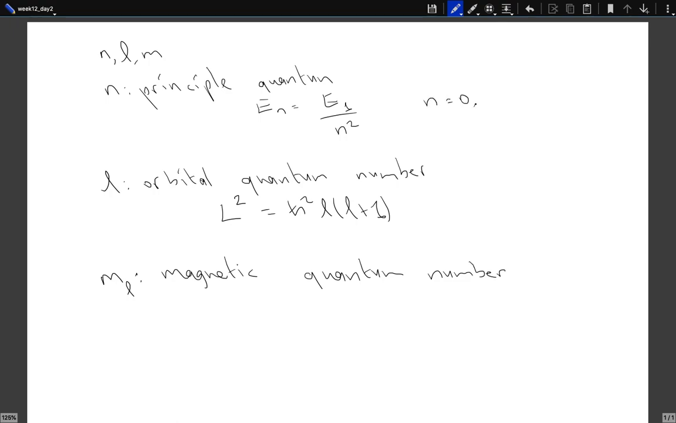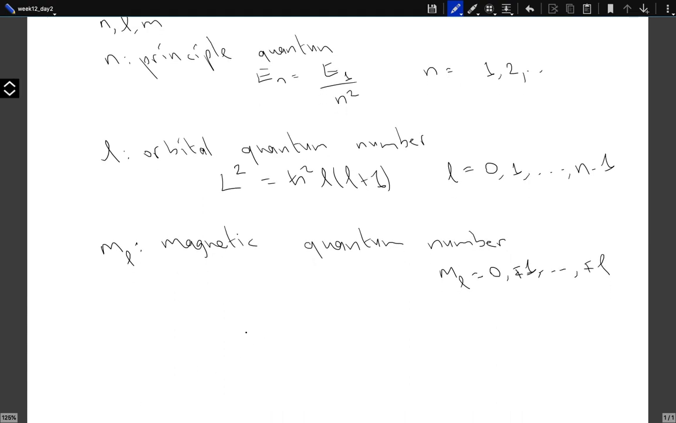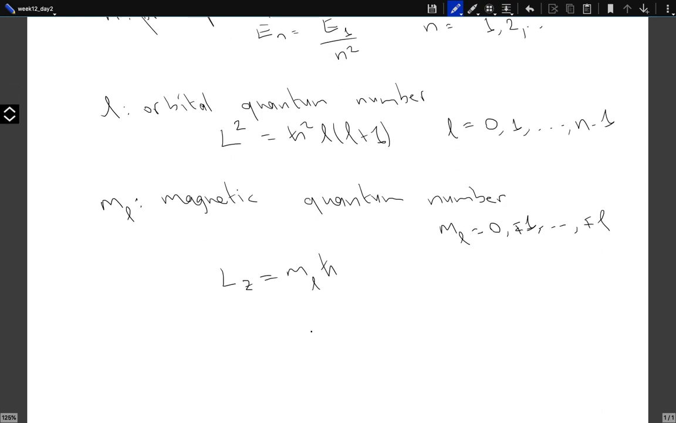Now, N takes values from 1 to infinity. L takes values from 0 to n minus 1. And this ML takes values from 0, plus minus 1, up to plus minus L. And the ML basically determines the Z component of the angular momentum, which is given by ML times h bar.